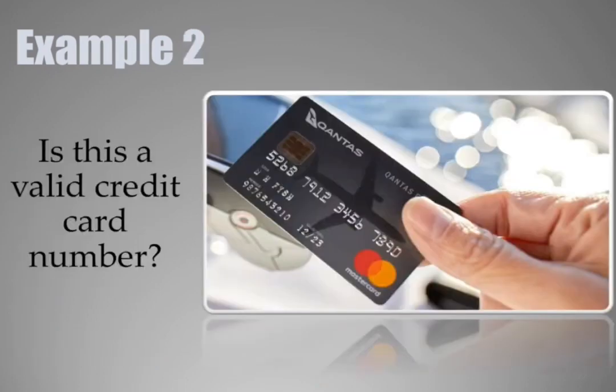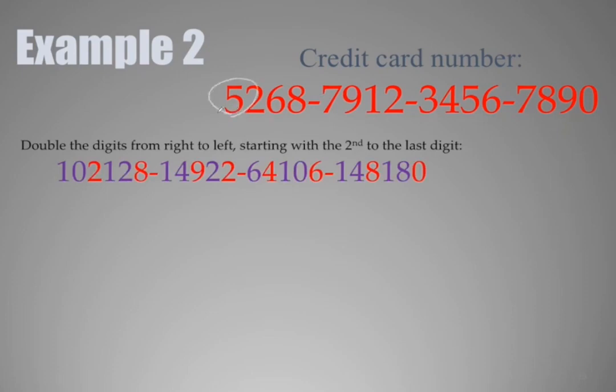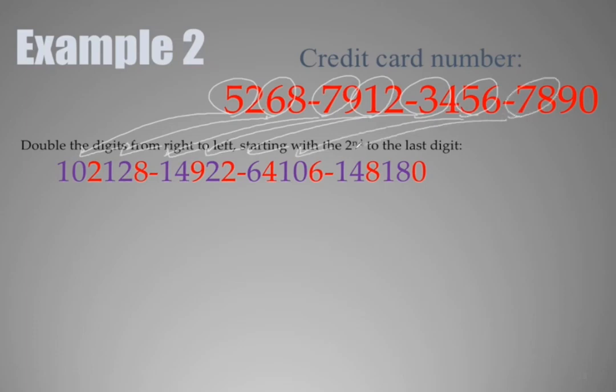In example number 2, let's try to determine if this credit card number 52687912345678890 is valid. So beginning with the next to last digit, reading from right to left, we have 9, next we have 7, 5, 3, 1, 7, 6, and 5. Double the digits from right to left, starting with the second to the last digit. So we have 5 becomes 10, 6 becomes 12, 7 becomes 14, 1 becomes 2, 3 becomes 6, 5 becomes 10, 7 becomes 14, and 9 becomes 18.